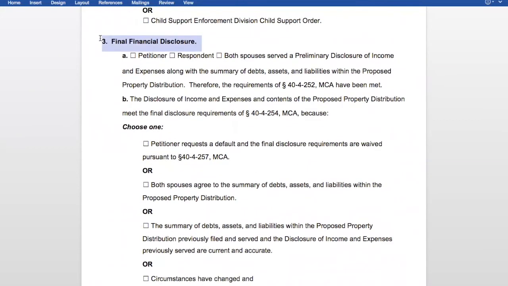Under Part 3 of this form, you will inform the court on the status of your financial disclosure. Part A of Part 3 asks if the petitioner, respondent, or both spouses served a copy of their preliminary disclosure of income and expenses and proposed property distribution. If you both served this information to one another, then you can check both. But if only one of you did, then check the box of the individual who did.